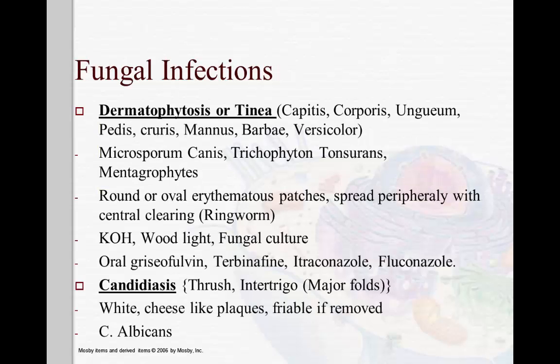Now let's talk about tinea. It's basically called dermatophytosis, and these are fungal infections of the keratin that could include the skin and the nails. Let's talk first about tinea capitis. Basically it is a fungal infection of the scalp that has round patches of dried scale and alopecia.